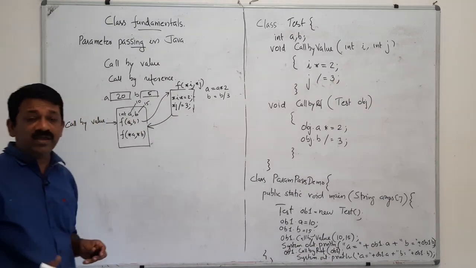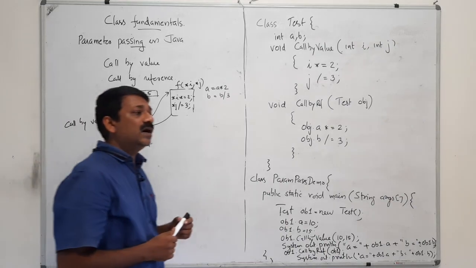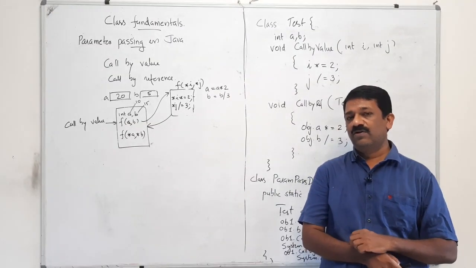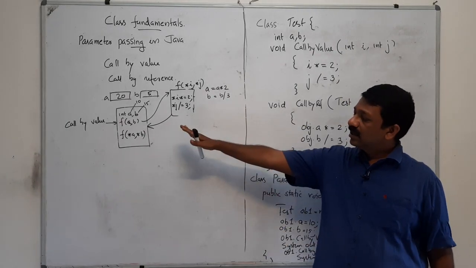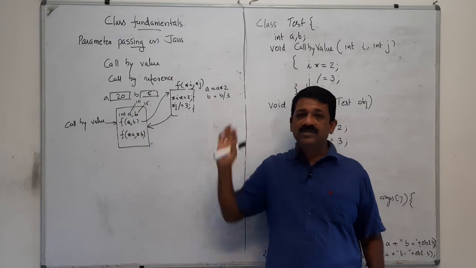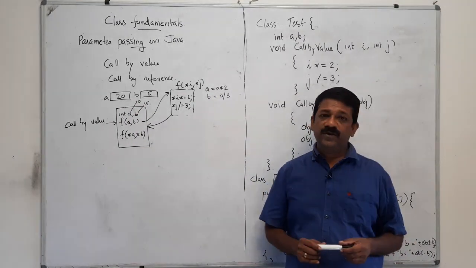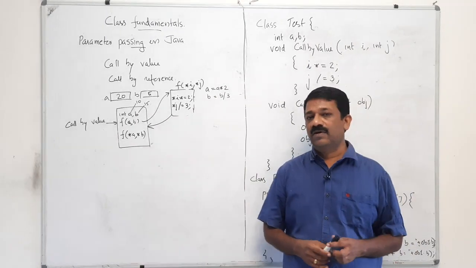That is called by reference in C. But in Java, we don't have the concept of pointers. So call by value is possible in Java, but call by reference by using pointers like in C is not possible in Java.